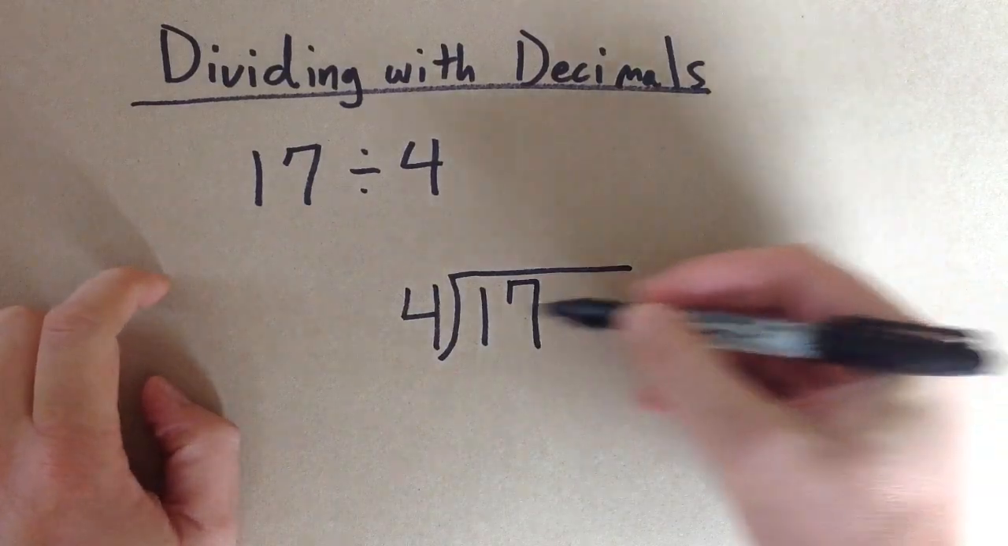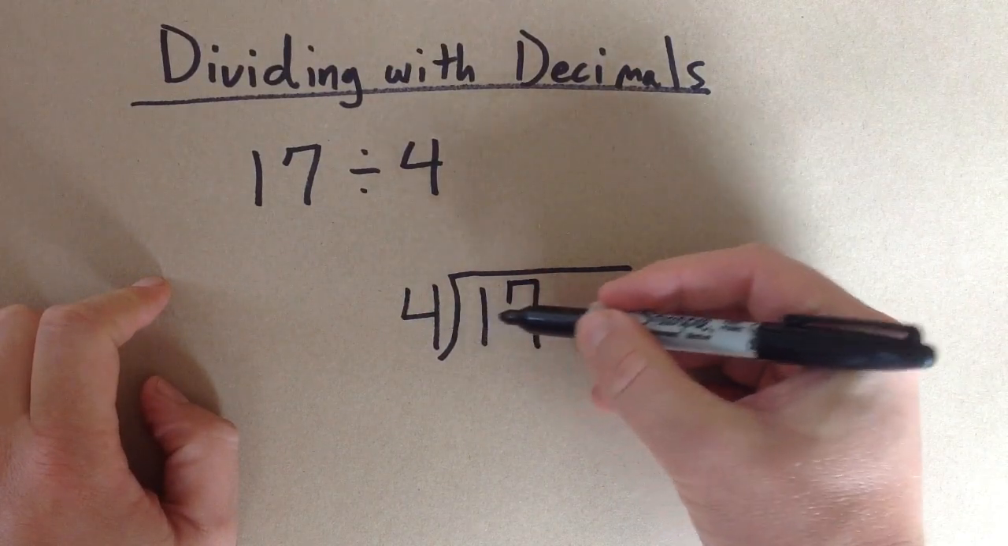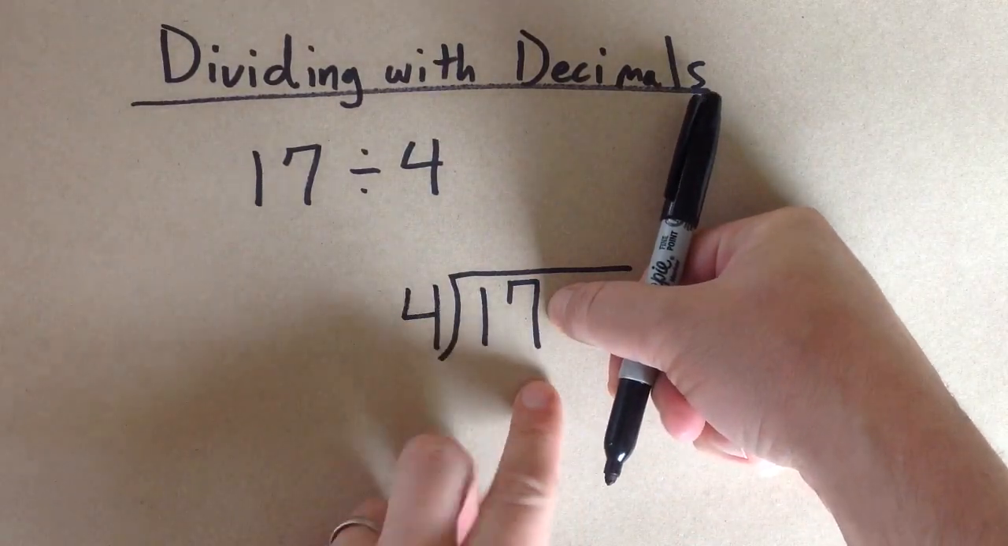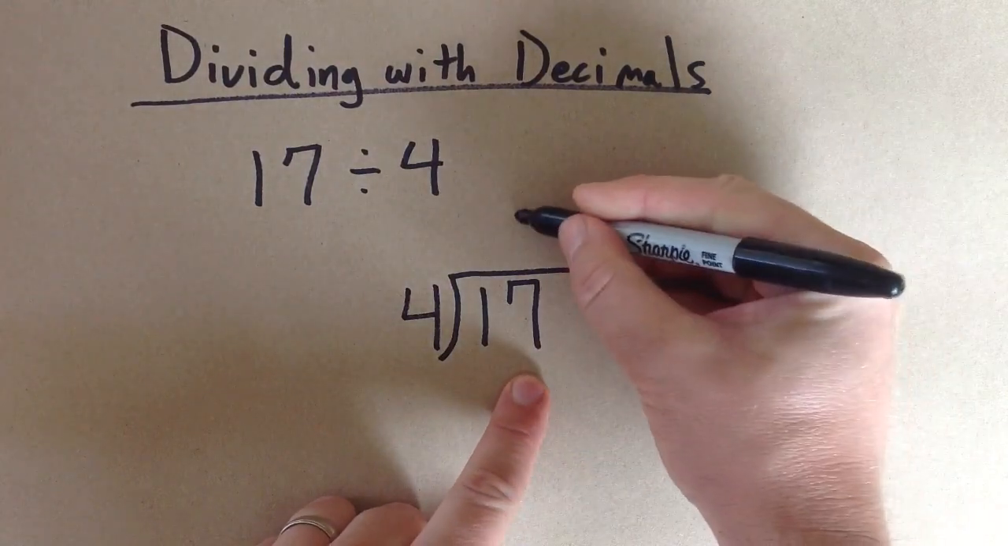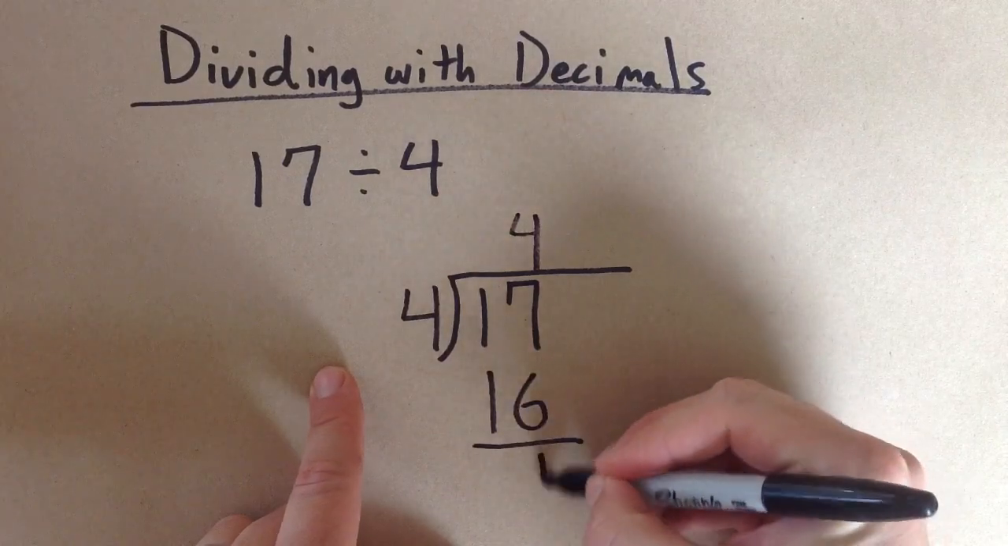Now, I'm going to divide 4 into the first digit, 1. 4 doesn't go evenly into 1, so I'm actually going to skip the first digit, move on to the second, and see if 4 goes into both of them. So 4 into 17 now. 4 does go into 17 4 times. 4 times 4 is 16 with a remainder of 1.